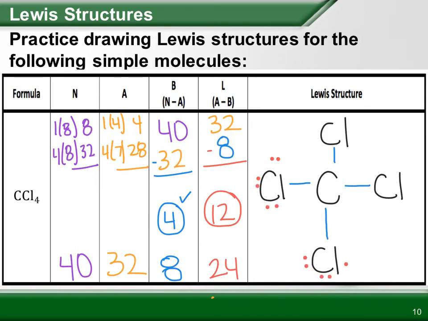So I'll add my lone pairs to my chlorine atoms, and then count. I have 1, 2, 3, 4, 5, 6, 7, 8, 9, 10, 11, 12. So that number is confirmed. And that is carbon tetrachloride.